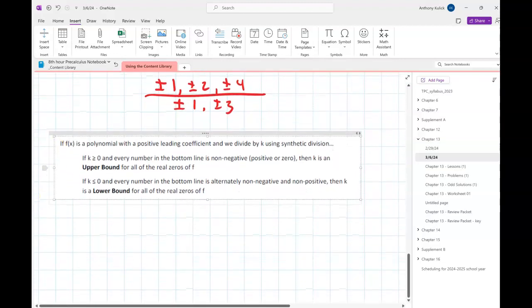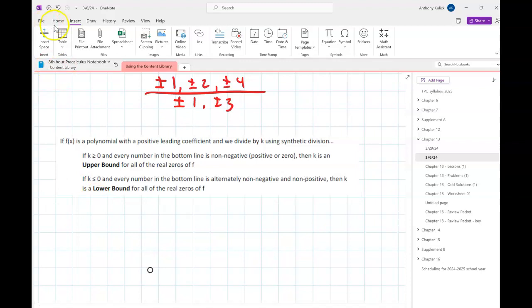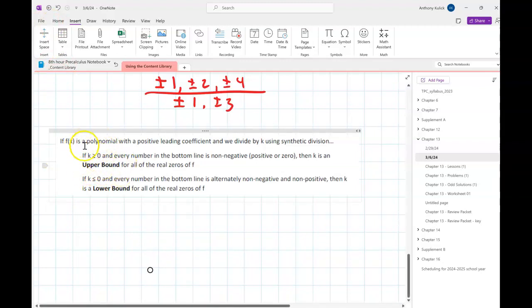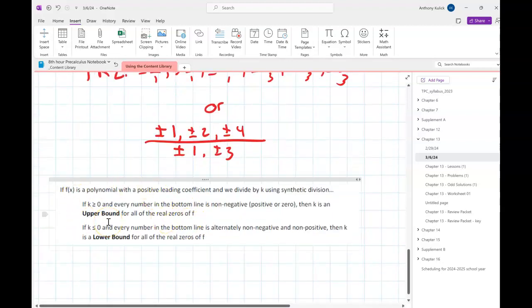But this theorem says for some polynomial with positive leading coefficient, and we divide by k using synthetic division, if k is greater than or equal to 0, and every number in the bottom line is non-negative, then that k is an upper bound. So if I did this synthetic division and everything on the bottom line was non-negative, I could eliminate from my list everything that was bigger than that k. It would allow me to cross some stuff off this list without having to check it manually. Ideally, I use something from my list and do this check with it, so I'm killing 2 birds with 1 stone.